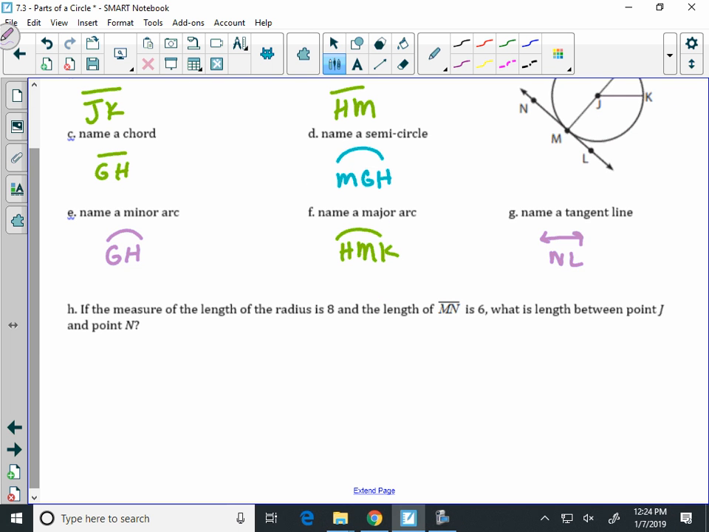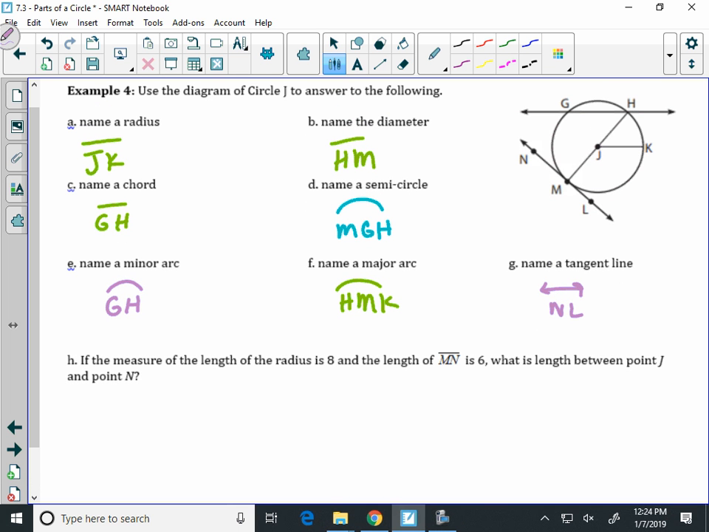It says if the length of the radius is 8 and the length of MN is 6, so from here to here 6, what is the length between point J and point N? So we're trying to find from N to J. And I notice here is a radius. MJ is a radius. And it said that it was 8.